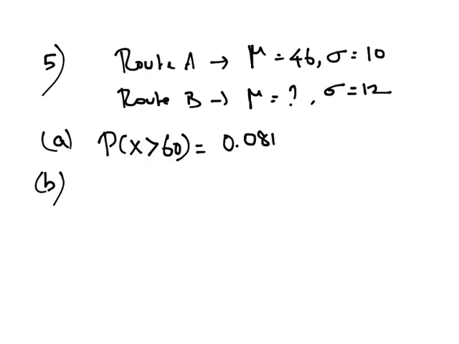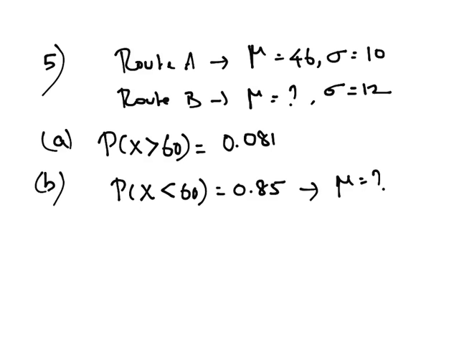Now B, for route B, the probability that the journey takes less than 60 minutes is 0.85. That means P of x less than 60 minutes is 0.85. Find the value of mu. So you need to use this information to find the value of mu. So whenever they ask you to find mu or sigma, definitely you should convert the x into z, a normal variable into a standard normal variable.